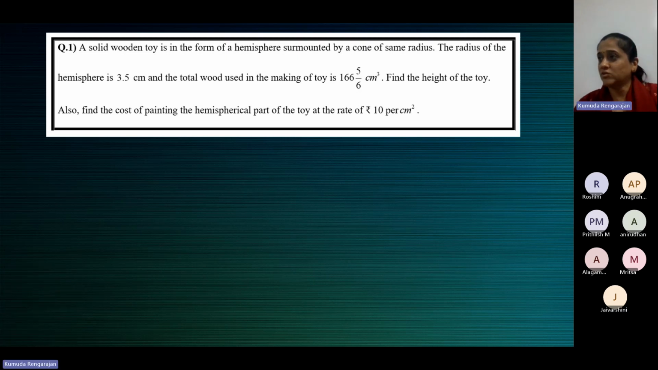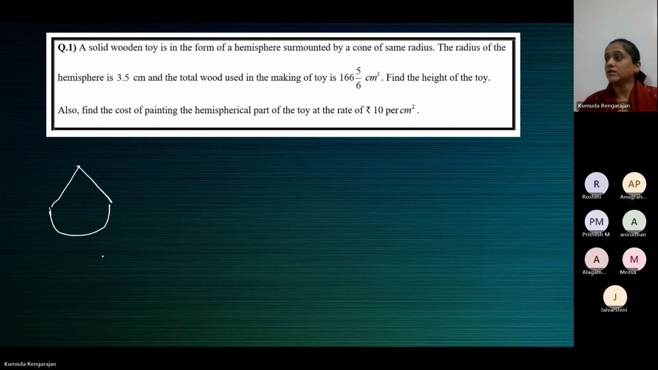All right, now let's come back to this question. So like this, we'll be dealing with combination of solids. We'll learn how to find volume and surface area of combination of solids. In this question, a solid wooden toy is in the form of a hemisphere surmounted by a cone. That means on top of this, there's a cone like this. Let's understand first and then we'll start working.